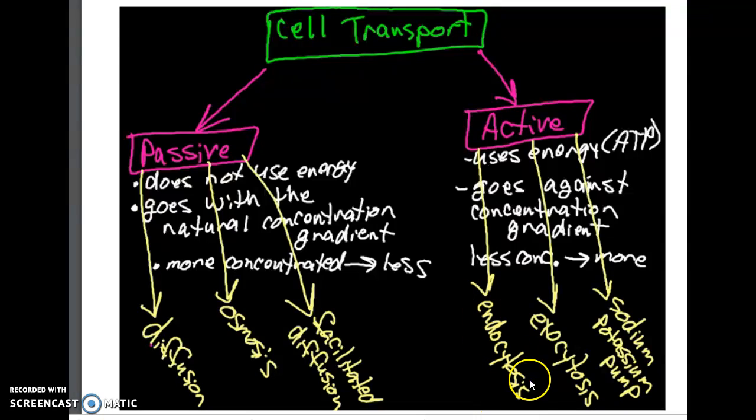So we talked about endocytosis and exocytosis, moving large particles into and out of the cell. Those are types of active transport. They don't go against a concentration gradient per se, but they do require energy. And then the sodium and potassium pump is a really specific one for regulating those electrolytes, those sodium and potassium ions inside of our cells. And that's it for this unit.